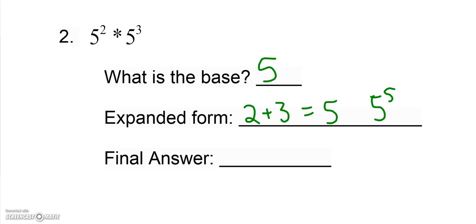hold on one second. 2, 3, 4, 5. It's 3,125. If I'm wrong, it's because I can't count, so y'all can double check that.